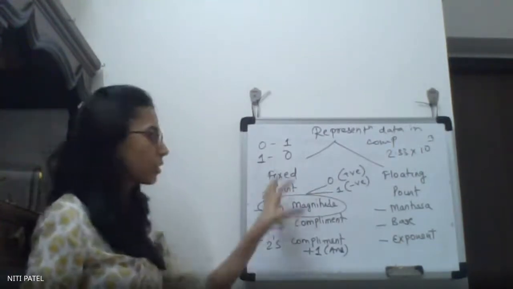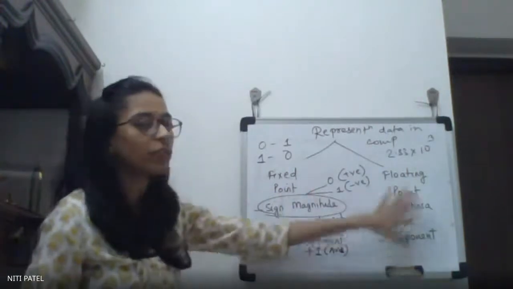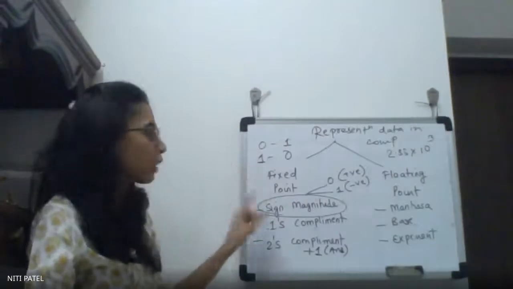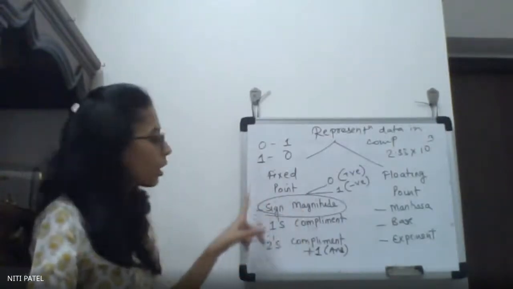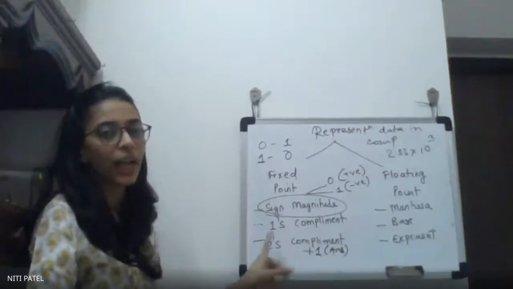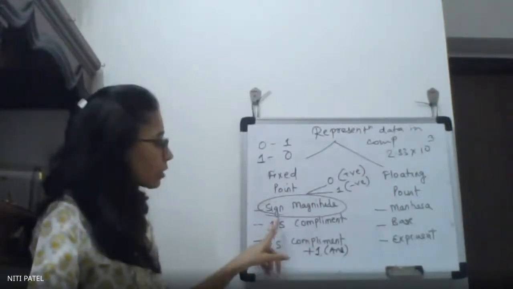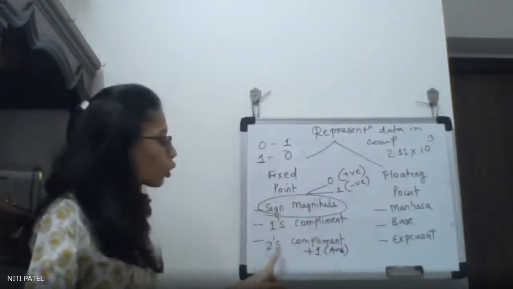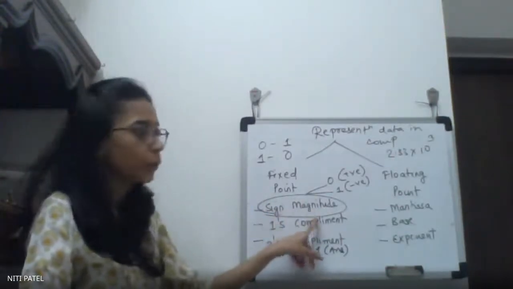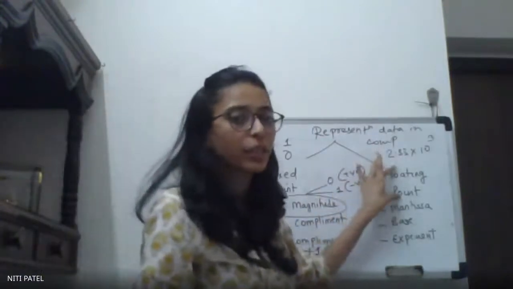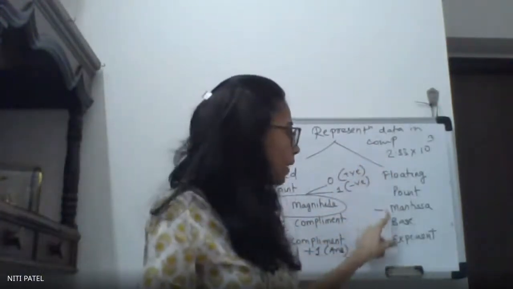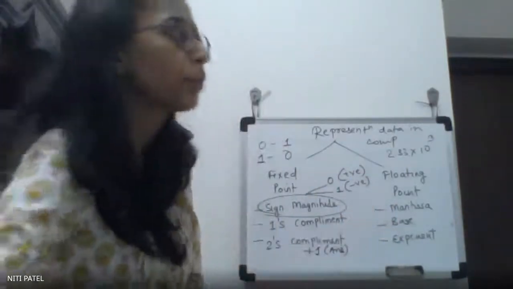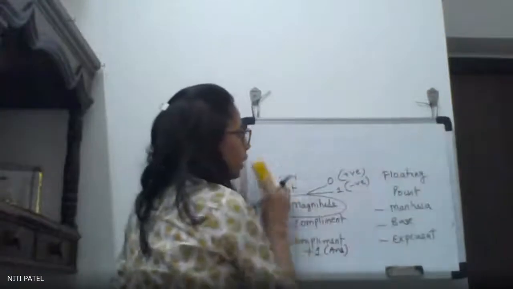Okay. So we'll first see fixed point representation, and then we will see floating point representation. If it is fixed point, we identify whether a number is positive or negative. We calculate 1's complement and we calculate 2's complement. Now we may calculate 1's complement using sign magnitude or 2's complement using sign magnitude. And if it is a floating point representation, we divide a number into mantissa, base, and exponent. So how do we do all this? That we will see right now. So first we'll start with fixed point representation.